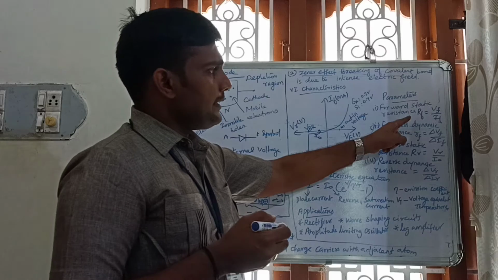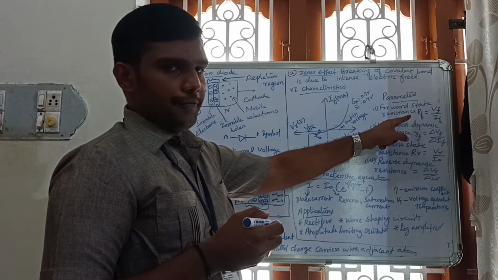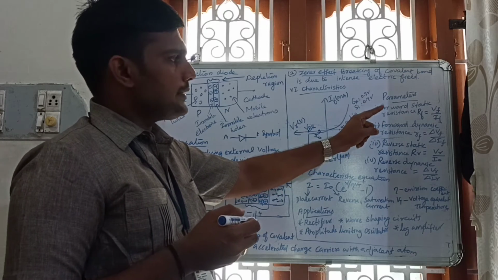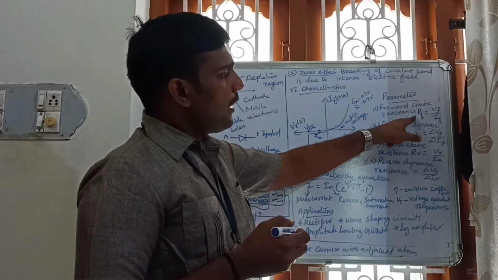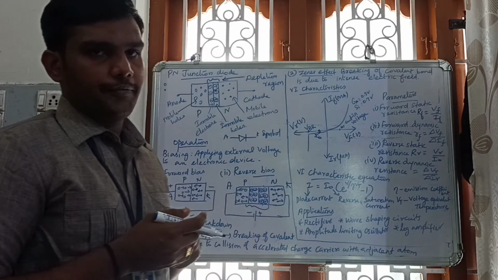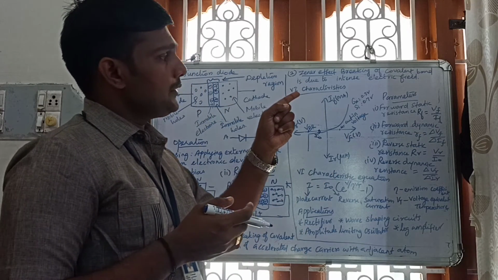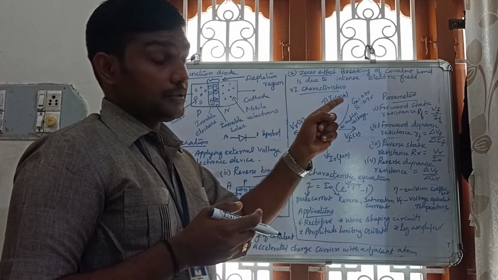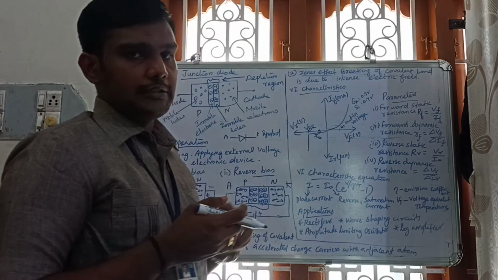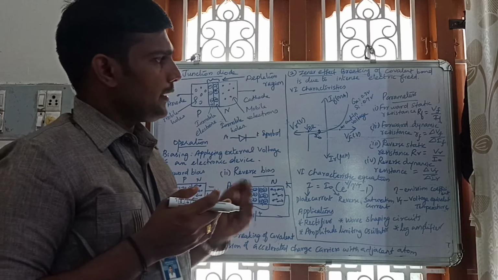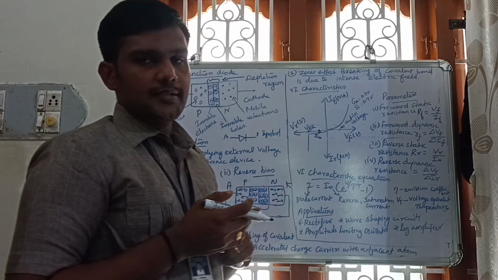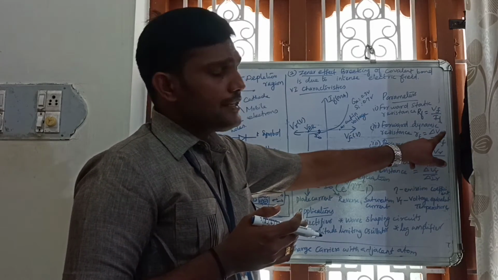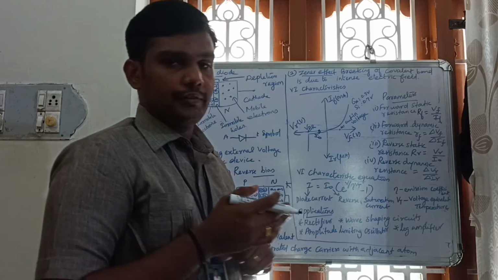Forward static resistance is denoted by RF. This is based on Ohm's law: V equals IR, so R is equal to V by I. So RF is equal to VF divided by IF, that is, forward voltage divided by forward current. And forward dynamic resistance is denoted by small rf. It is the change in forward voltage divided by the change in forward current.